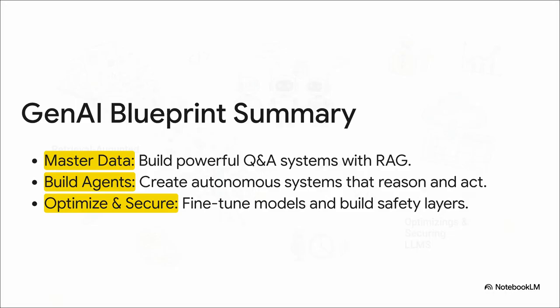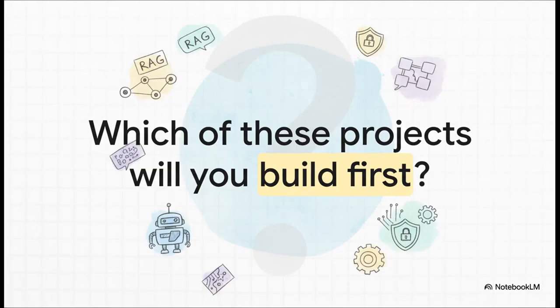So let's quickly recap the journey. We started by mastering data with RAG. Then we moved on to building autonomous agents that can actually act in the world. And finally, we covered how to optimize and secure these models to make them truly production ready. So there you have it, the blueprints for 9 different projects that build distinct, in-demand skills for a high-impact Gen AI portfolio. The only question left is, which one are you going to build first?